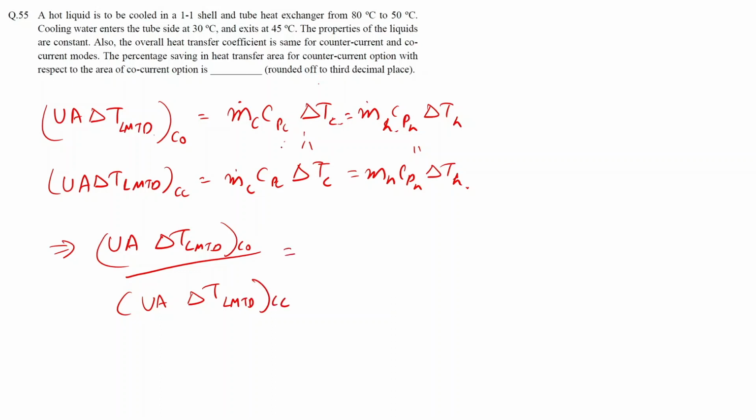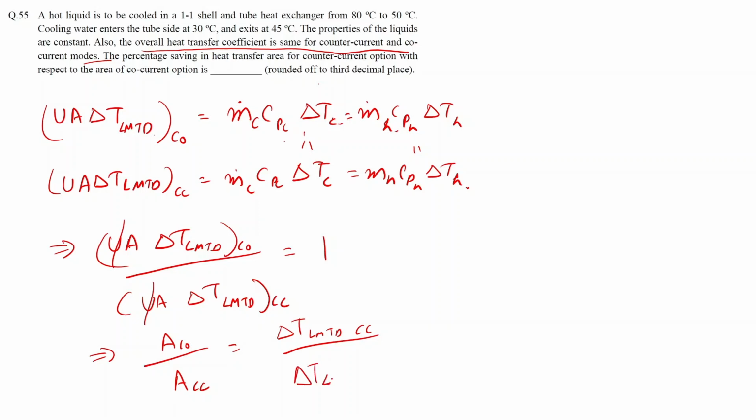So ultimately these two terms will remain the same, so that this will become 1. And from the question we have been given that the overall heat transfer coefficient is same for counter current and co-current mode. So this U will also get cancelled. And let's just call the area for co-current flow ACO, and the area for counter current flow ACC. So this will be equal to delta T LMTD for counter current flow upon LMTD for co-current flow.